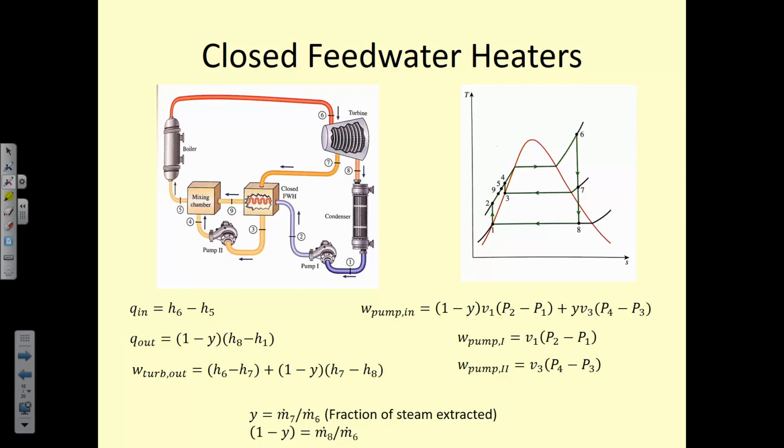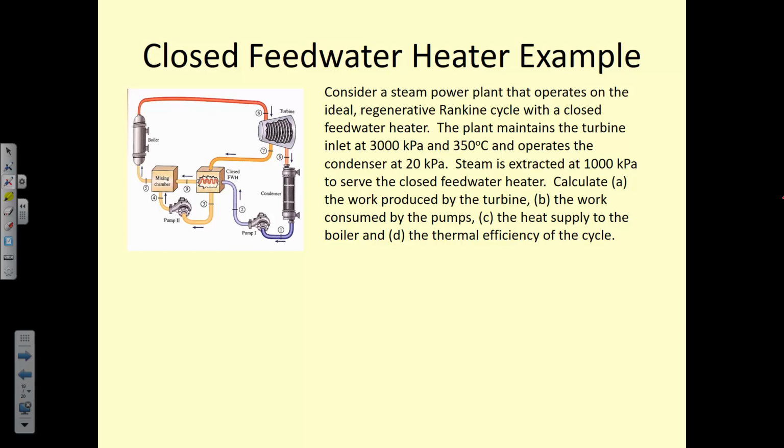So, looking at pressures again, the numbering is slightly different, so pay careful attention to that. State 1 is still 20 kilopascals, saturated liquid. State 2 is now a pressure that we have to determine. So let's follow the line between the closed feed water heater and this mixing chamber, that it's going to be the same pressure as what's going into the boiler. So what pressure would that need to be? 3,000 kilopascals. So 3,000 kilopascals, and S2 equals S1.